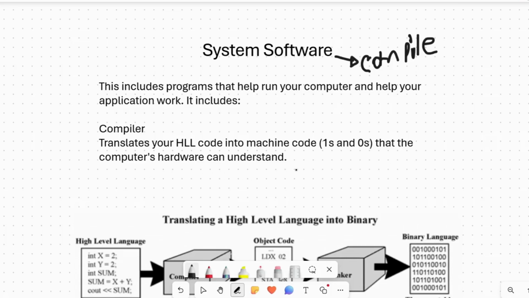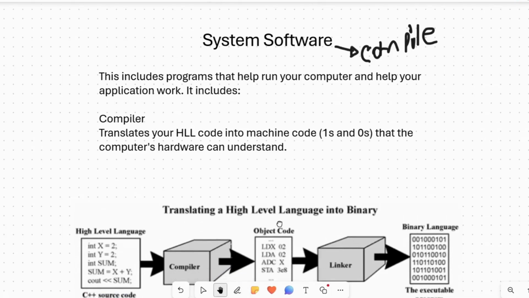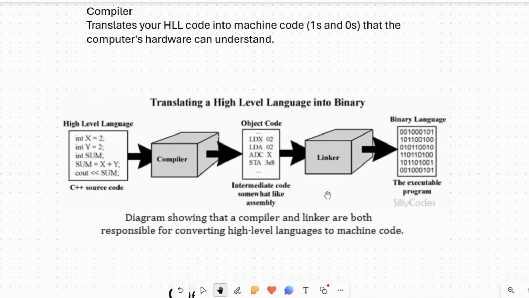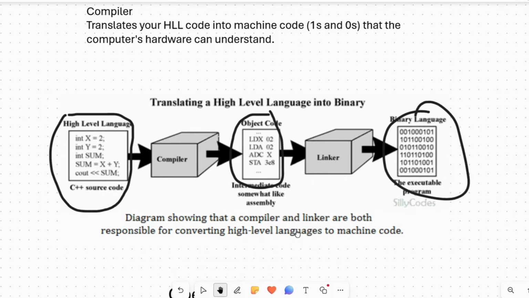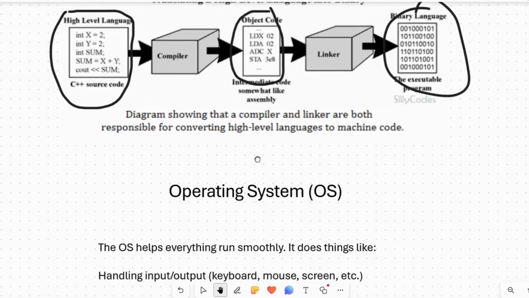You all know that a computer can only understand binary numbers. Other languages the computer does not understand, so we use a compiler. For example, we write this code in C++ and compile it to object code, and the object code is compiled to binary language, which is readable for a computer. So this is how it works.